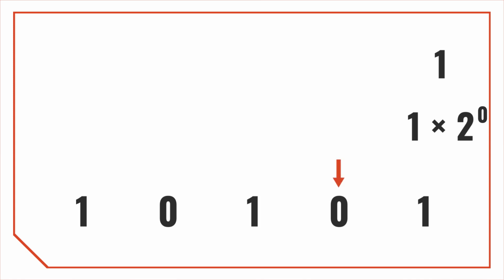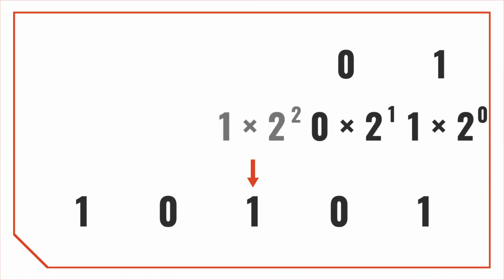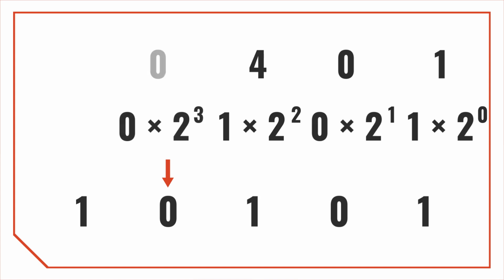The second digit from the right is a 0, and it's 1 digit away from the right, so we'll multiply 0 times 2 to the power of 1, which is 0. The third digit from the right is a 1, and it's 2 digits from the right, so we'll multiply 1 times 2 to the power of 2, which is 4, which reduces to 1 times 4, which is 4. The fourth digit from the right is a 0, and it's 3 digits from the right, so we'll multiply 0 by 2 to the power of 3, which is 0.